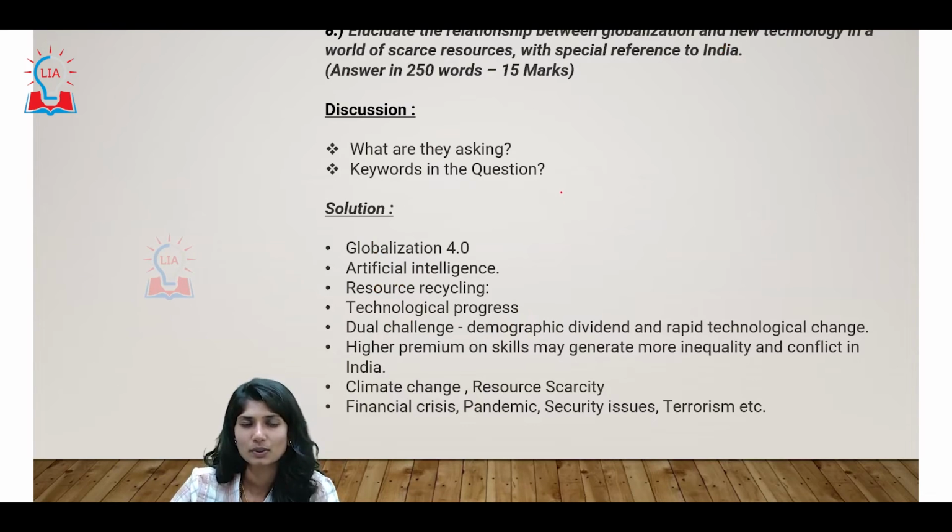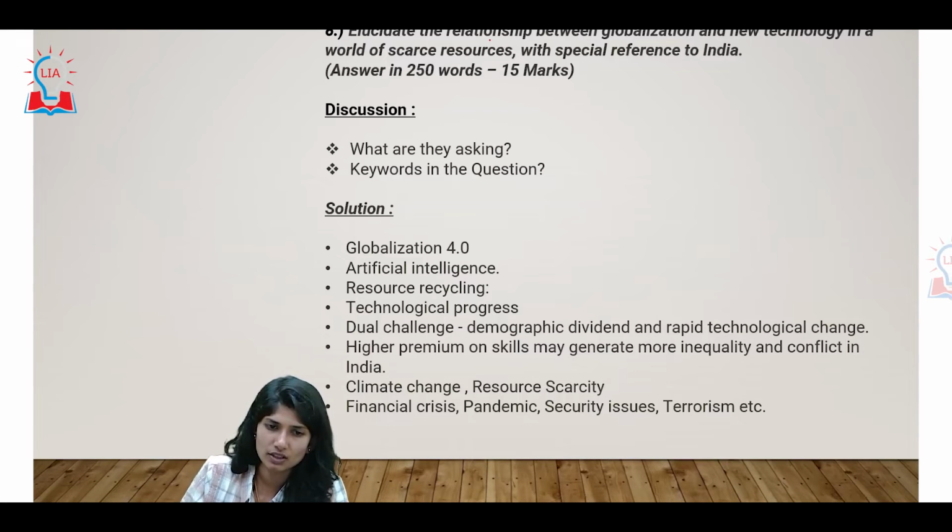Move on to the next question. Elucidate the relationship between globalization and new technology in a world of scarce resources with special reference to India. What are the keywords here? Relationship between globalization, new technology and scarcity of resources.